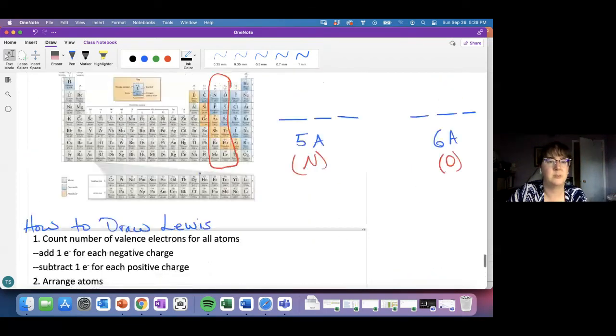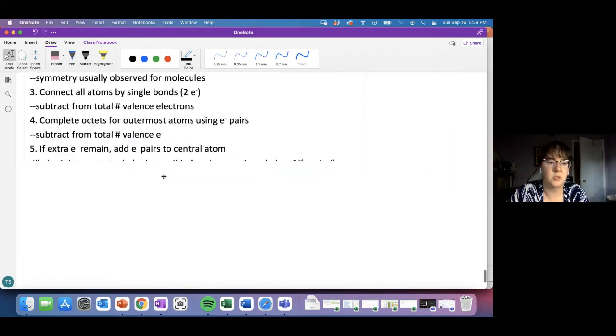all we're going to do is take our periodic table. Apologies for all of the scrolling. So much scrolling.